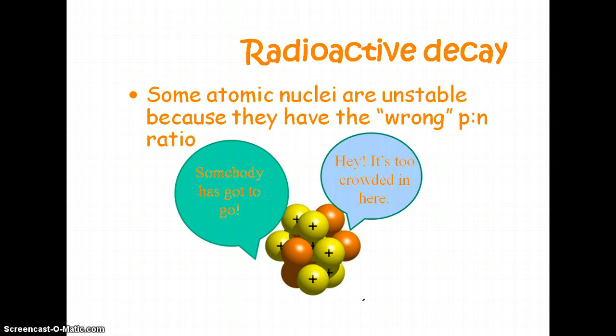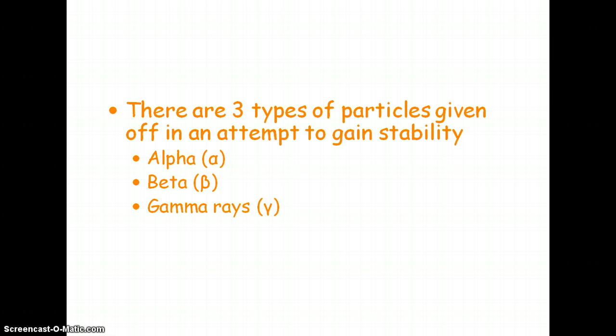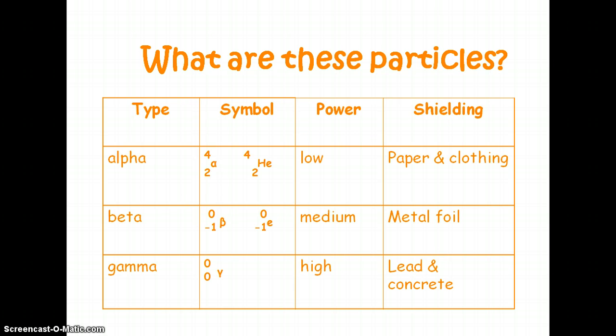These unstable nuclei undergo radioactive decay in an attempt to become stable. So radioactive decay is going to allow them to alter the number of protons or neutrons, and in this process they basically give off radiation to gain stability. So they're going to alter these protons and neutrons by giving off some radioactive particles. There are three types of radioactive particles that are often given off in an attempt to gain stability. The first is alpha, then beta, and then gamma rays. These are not the only ones, they're just the common ones.